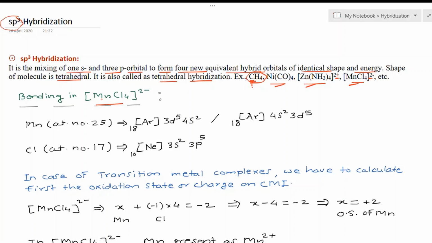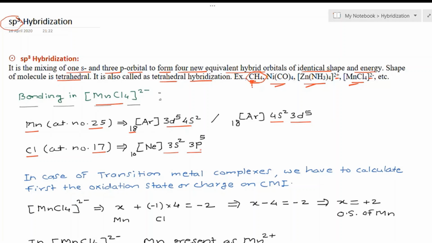Here two species are there. One is Mn, manganese, the other is chlorine. Manganese has atomic number 25, so its electronic configuration is argon 18, 3d5 4s2, or it can be written as 4s2 3d5, which is according to the above principle. Another is chlorine, atomic number 17, so the electronic configuration is neon 10, 3s2 3p5.